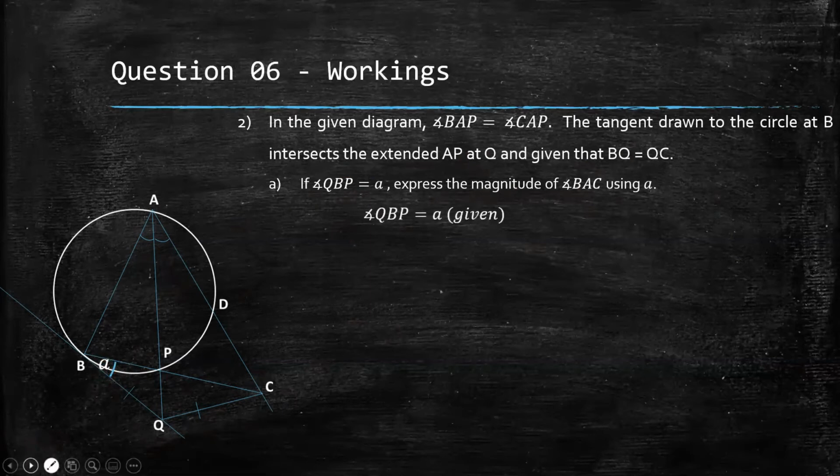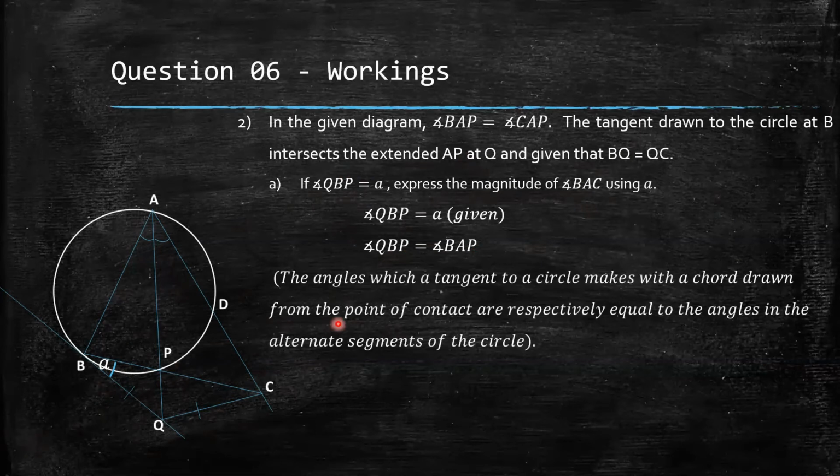Now, we know QBP is A. It is given. And QBP is equal to BAP. We can straight away write like that. The reason is that the angles which a tangent to a circle makes with the chord drawn from the point of contact are respectively equal to the angles in the alternate segments of the circle.